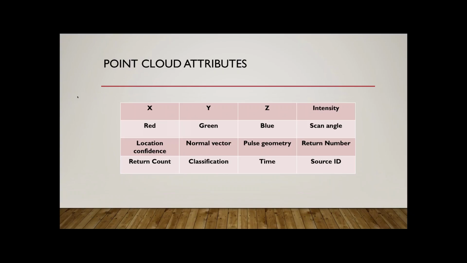Point clouds, besides the XYZ or just the distance measurement, can often provide other measurements, including intensity or reflectance information, color information like red, green, blue of the target point, potentially the scan angle at which the point was acquired, maybe a location confidence value if the point cloud is coming from something like dense matched imagery instead of a LiDAR source, normal vectors, geometry, and return information. Software might attach classification or timing values to them.